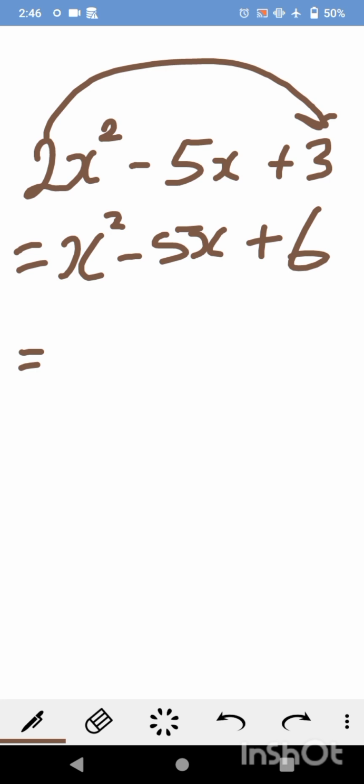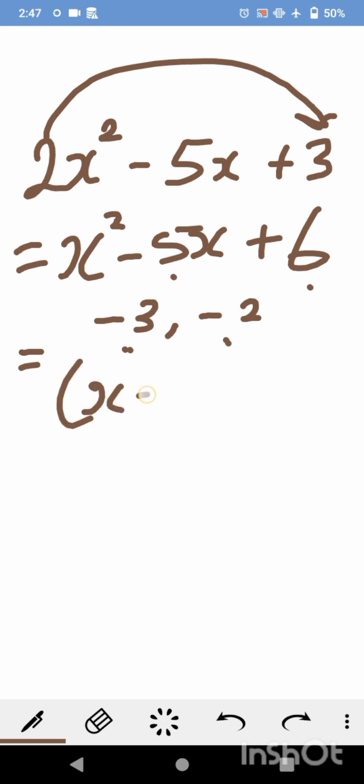Okay, so the next thing to do is to look for the factors of plus 6 and minus 5. So we are going to be dealing with minus 3 and minus 2. When multiplied, they give you plus 6. When added, they give you minus 5. On that note, we'll drop the first one, x minus 3, and drop the second one, x minus 2.